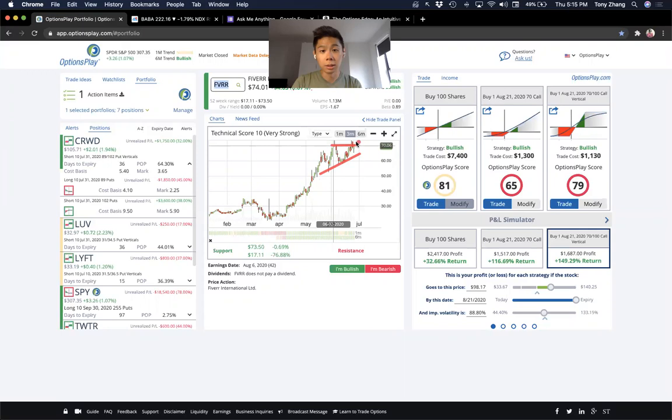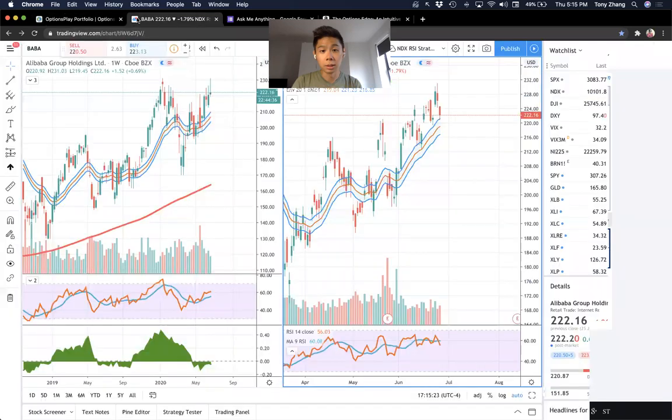You do have a nice triangle here. It hasn't broken out yet, but I would watch that. Oh, actually it did break out today. It's trading at $74. So this might be a good opportunity to go long in this particular stock. So let's look at Fiverr.